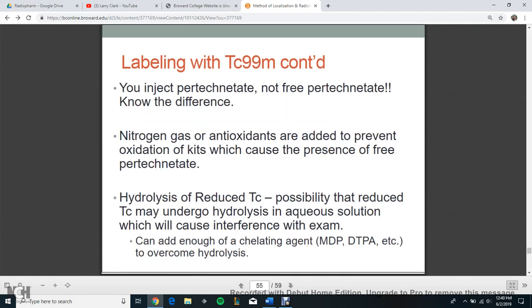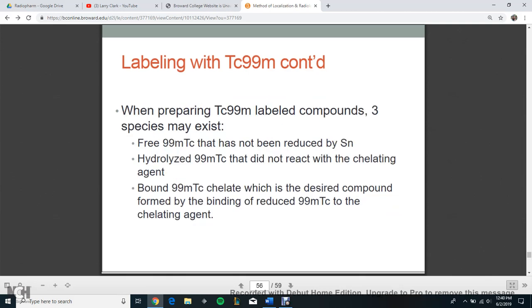You inject pertechnetate, not free pertechnetate. Know the difference. Nitrogen gas or antioxidants are added to prevent oxidation of kits, which causes the presence of free pertechnetate. Hydrolysis of reduced technetium: there is a possibility that reduced technetium may undergo hydrolysis in aqueous solution, which will cause interference with the exam. Can add enough of a chelating agent, MDP, DTPA, etc., to overcome hydrolysis.